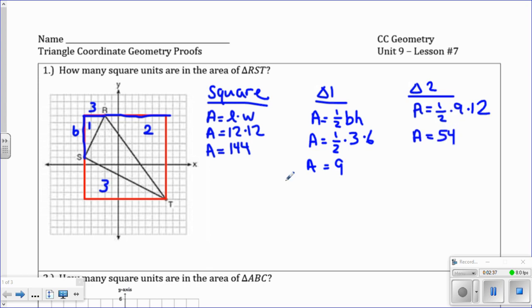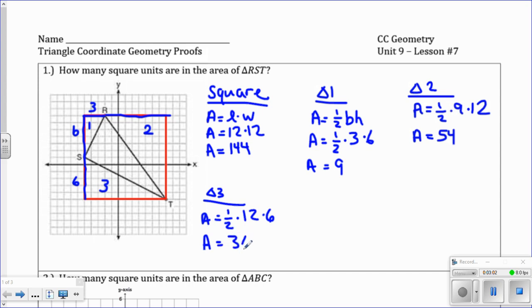We have one more triangle left, triangle 3. Again, 1/2 base times height. So let's see, we already know the base, it's this full distance, which is the length of the square, and we already said that was 12. We just need the height. Okay, so let me count this out. 1, 2, 3, 4, 5, and 6. That was 6. So 1/2 of 72 is 36.